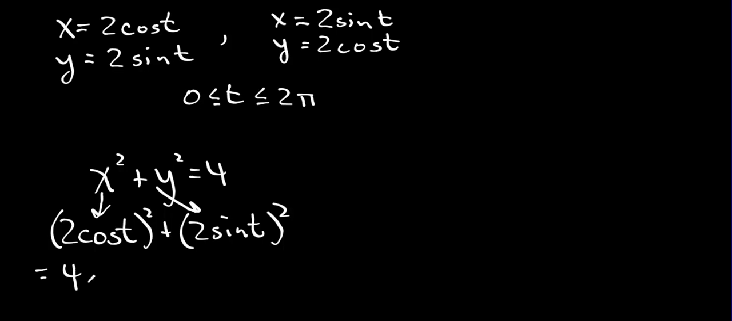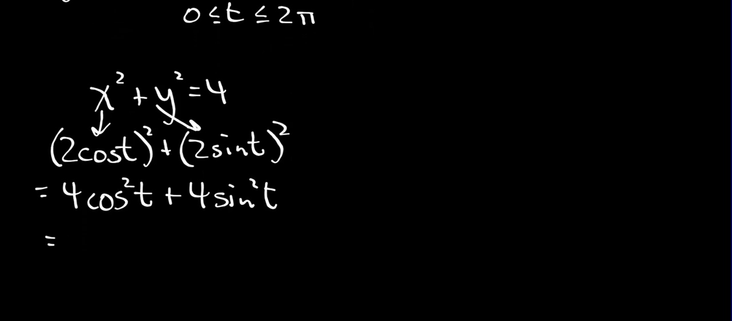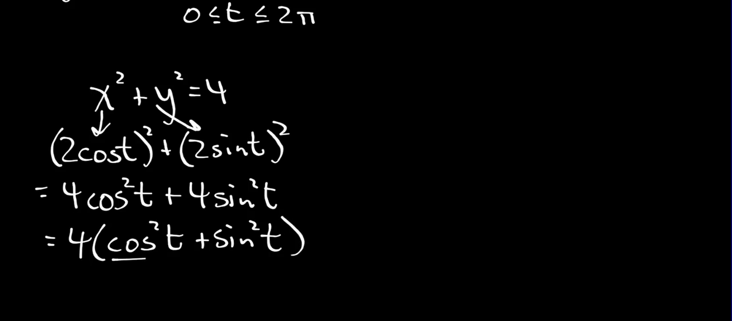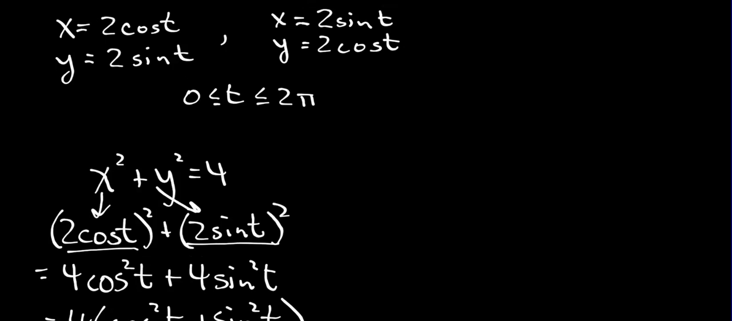Well, this is 4 cosine squared t plus 4 sine squared t. And let's see what that equals. Well, let's factor out a 4, and we get 4 times cosine squared t plus sine squared t. And this equals 1, so this just equals 4. So, yeah, x squared plus y squared does equal 4. And we could show that for the other one too. But those are not the only 2 ways that we could parameterize a circle.